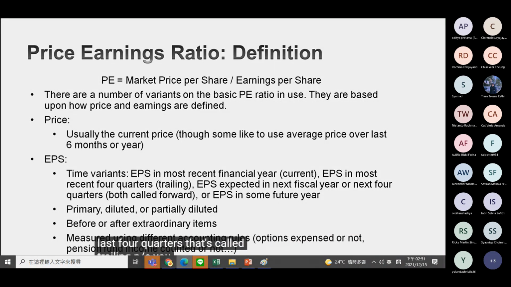That's called trailing PE. You can divide by earnings per share expected over the next 4 quarters. That's forward PE. Or you can divide by earnings per share in the year 2022, which is really, really forward PE. Why would you do that? Desperation drives you to do strange things.